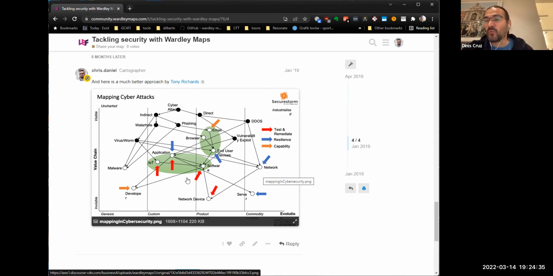then you have context. So what you can see here on those lines, test and remediate, resilience and capacity, what Tony's representing here is what are the actions they can take. They could say, look, we're going to test and remediate on those items in red because we have vulnerabilities, we need to fix them. We're going to add resilience to those areas in blue, and we're just going to add capacity so we can scale at that level. So the arrows there are the end action of what you're proposing from reading this particular map.